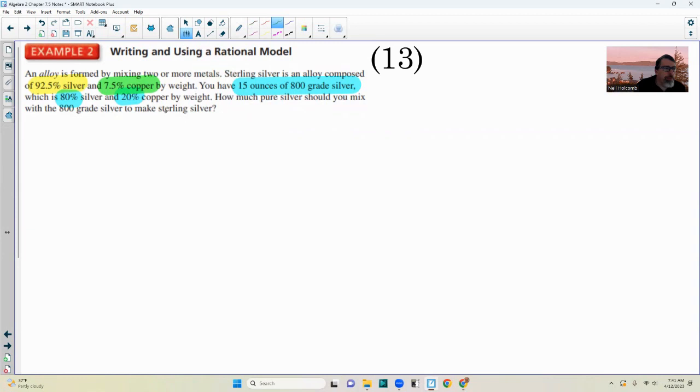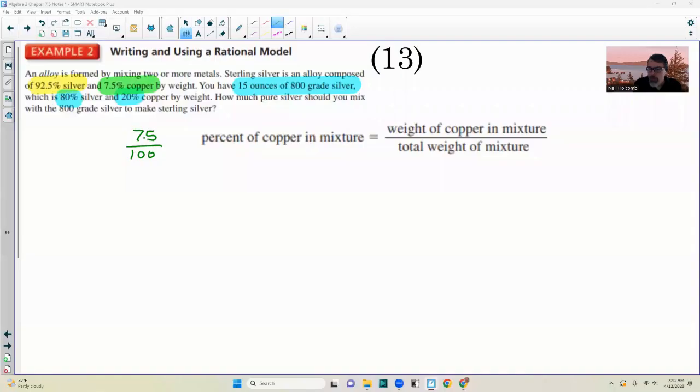Okay, so 7.5% copper is 7.5, and percent means out of 100. So 7.5% as a fraction is 7.5 over 100. So before I go any further, I want to say what we're going to set up. What we're trying to find is how much pure silver we should mix. So the percent of copper in the mixture is going to equal the weight of the copper divided by the total weight of the entire mixture.